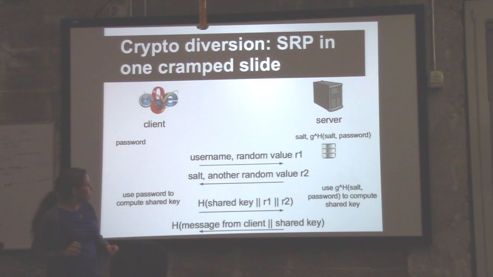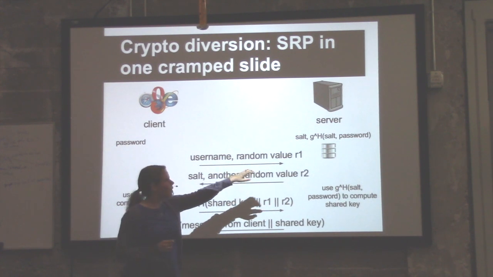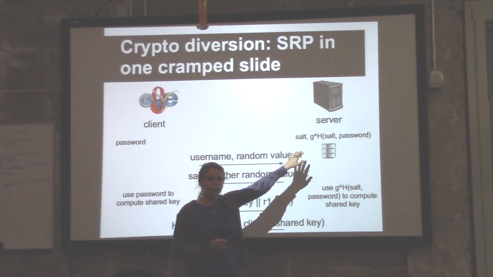So this is a very high-level overview of it, but I'm going to try to give some kind of intuitive feelings for what the security properties it provides are and how it achieves those. So we have a client and a server. The client has a password. The server has these two values that it got from the client when it registered.